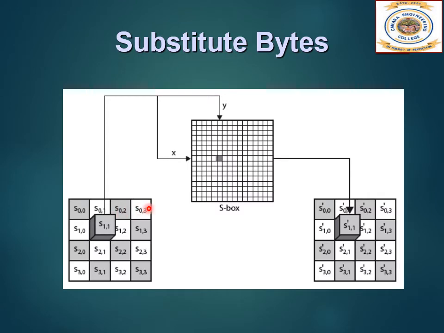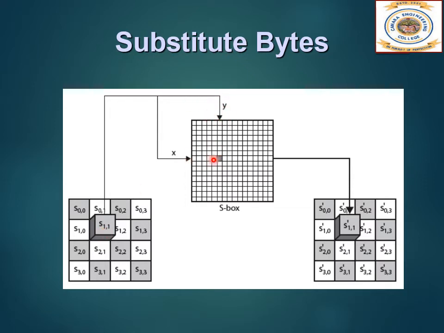Here we can see this is a state array, so it is a 4 cross 4 matrix. Here we are taking the second row, second element. When you take the second row, second element, the first 4 bits are taken as the row and the next 4 bits are taken as the column.